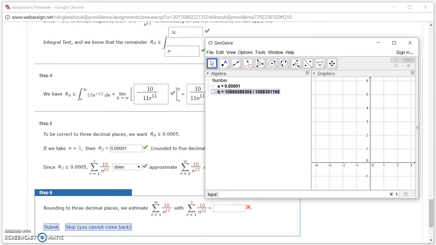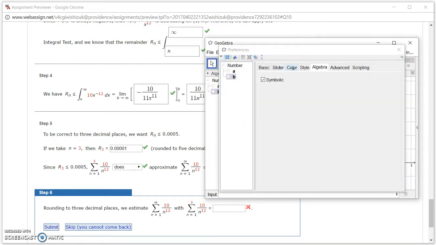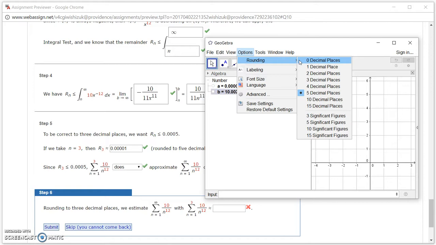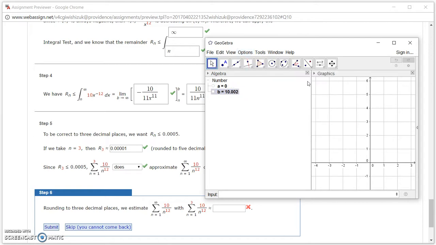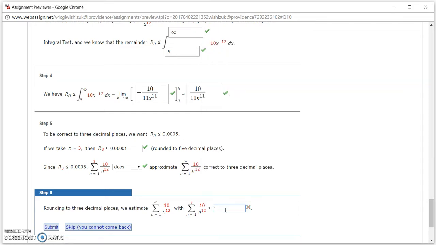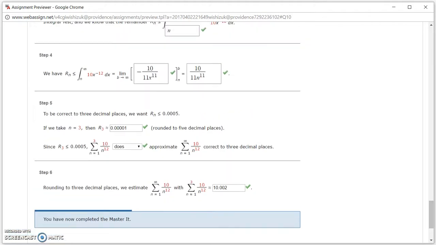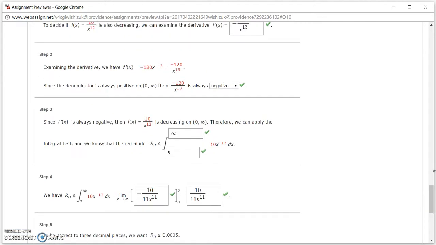I'm going to change the property to not symbolic, then round to 3 decimal places. So it's 10.002. I'm going to submit. Looks like we got step 6 correctly, and I think that's it. I hope that this was clear.